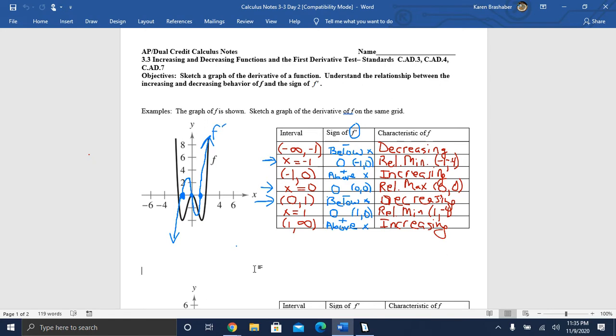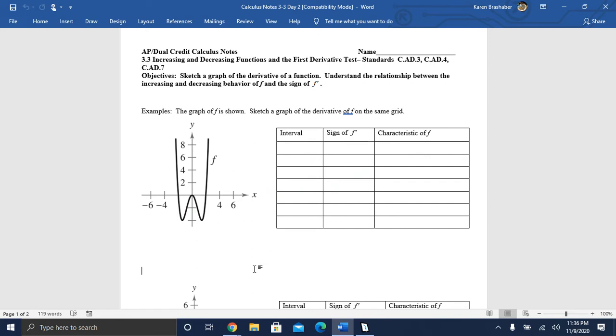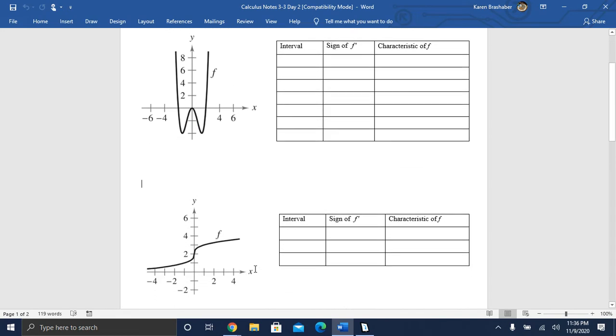So notice that I did not give you a function, and I really don't want you to think of it in terms of what was that original function. I'd rather you analyze what is going on with f and then use that to draw a graph of its derivative. I'm going to clear this ink and we'll look at your second one, which is a little more challenging.